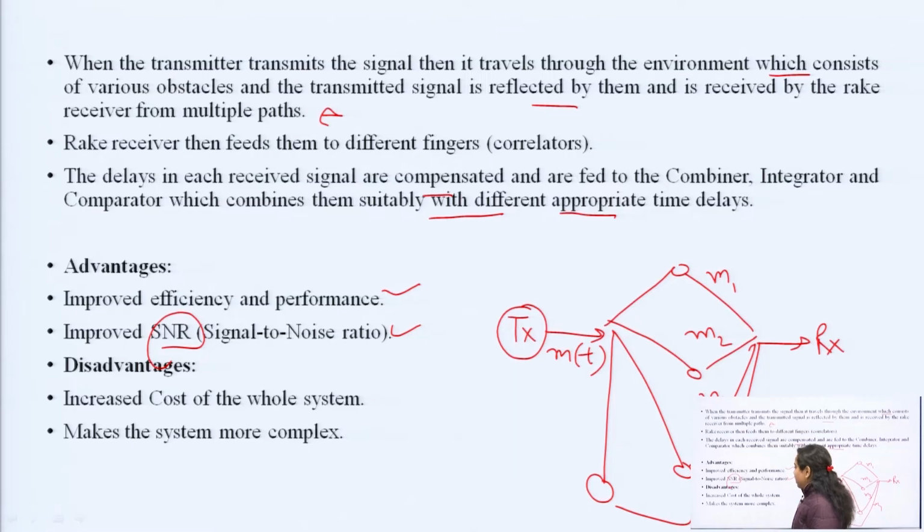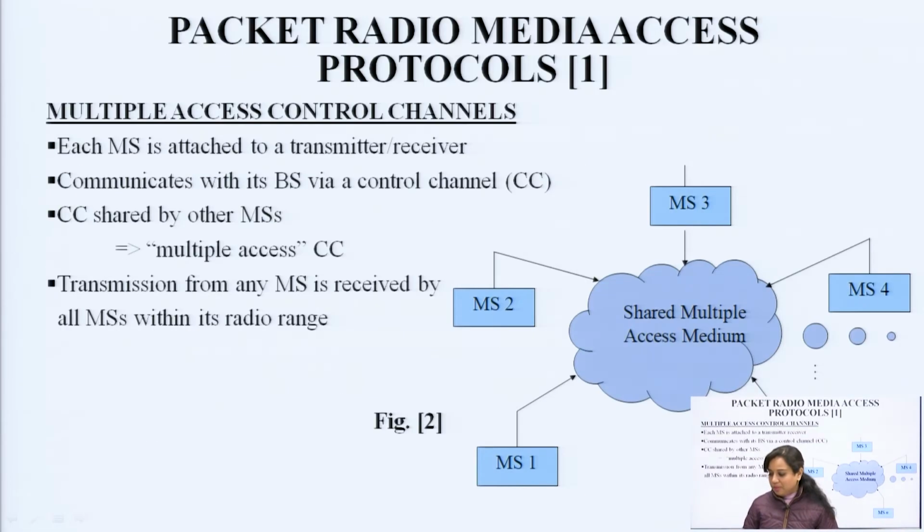Now, the disadvantage is that it increases the cost of the whole system and makes the system more complex, since we require more correlators. Like, if we have received, let us say, 10 versions of the transmitted signal MT, then 10 correlators are required. That will definitely increase the complexity of the system that we have designed for demodulating the particular signal. So, that is the biggest disadvantage of using this type of receiver.